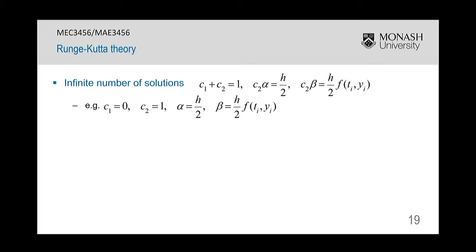What happens if we set c1 equal to 0? That gives us c2 is equal to 1, alpha is equal to h on 2, beta is equal to h on 2 times f of ti, yi, and this gives us the midpoint method again. And you can do all kinds of different things with c1 and c2, coming up with different values for alpha and beta.